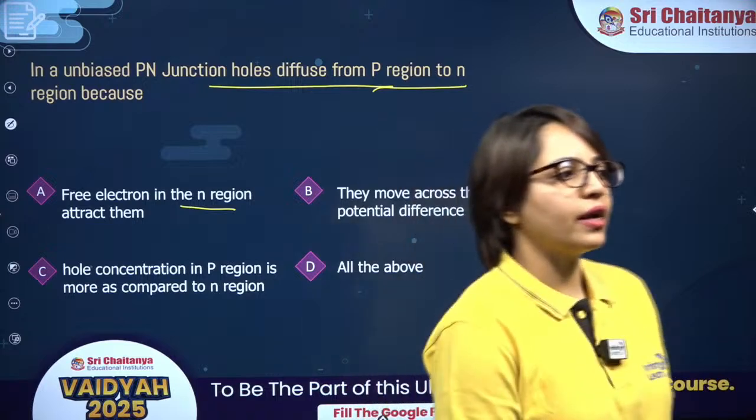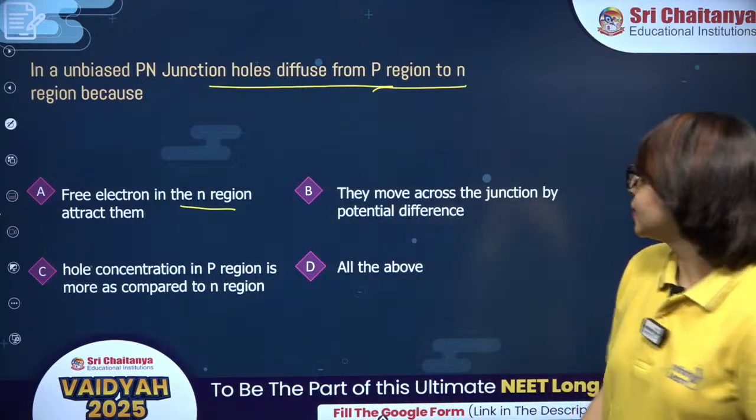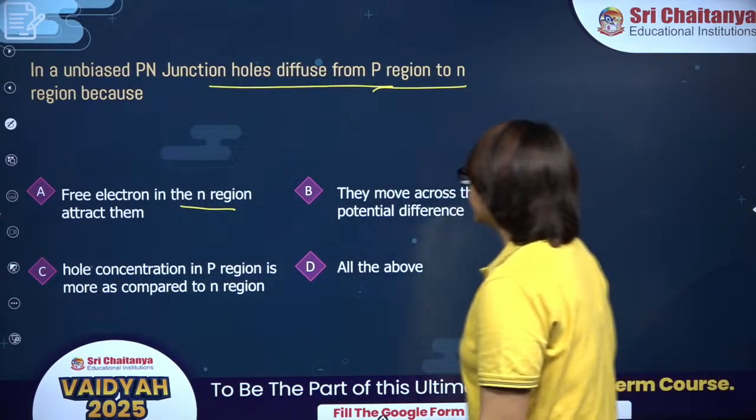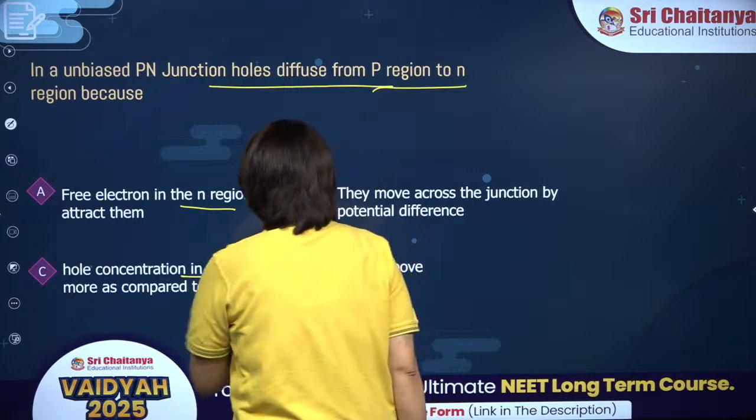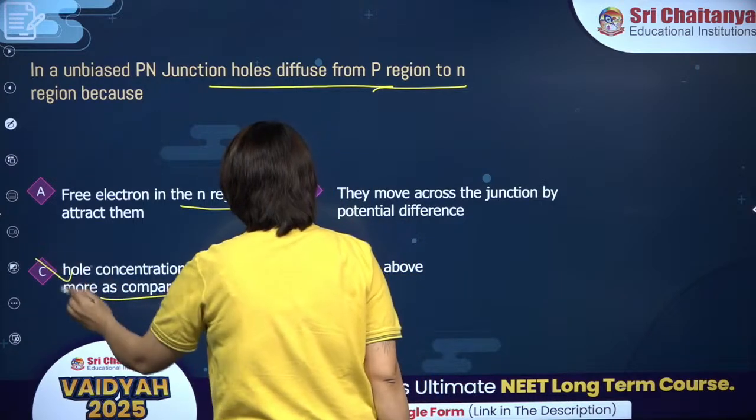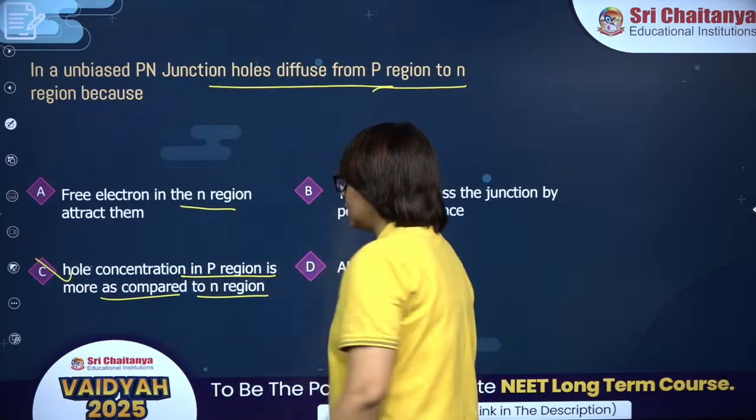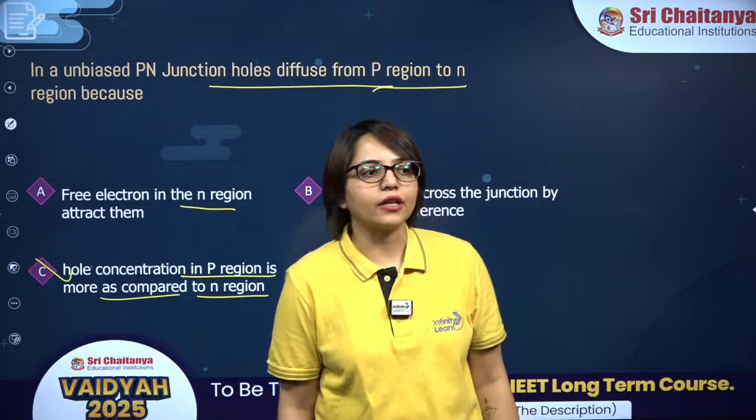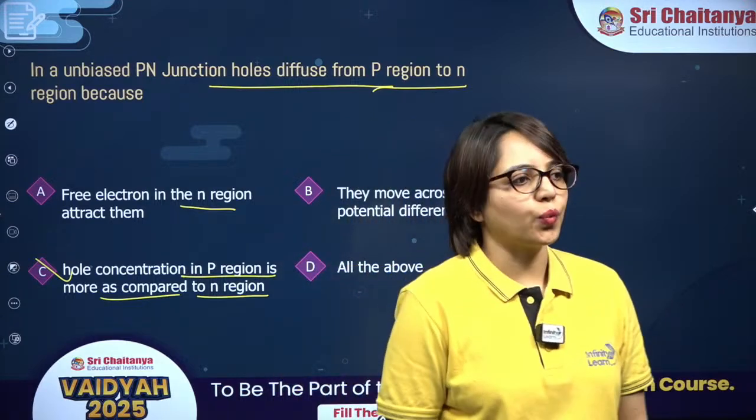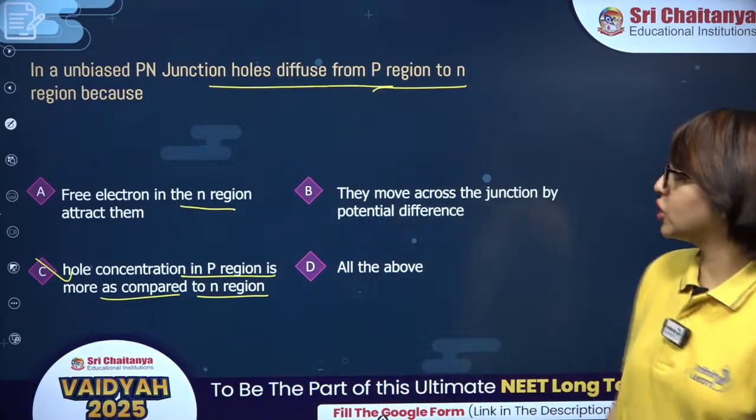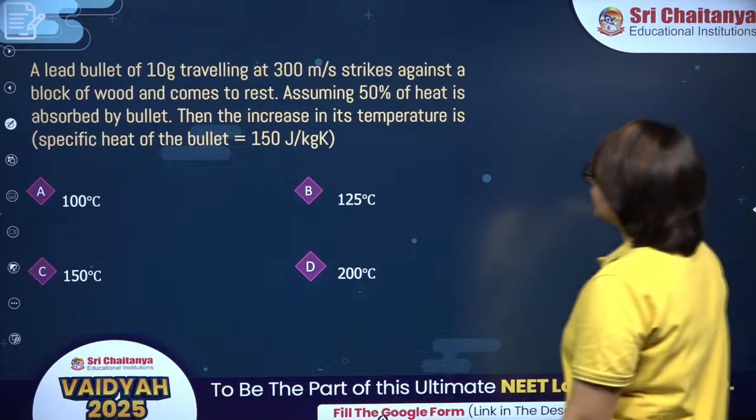Option C, well done, well done. Chaliye. Because hole concentration is more in P region, that is why they move from P to N region, where in N region electrons concentration is more. Well done beta, well done everyone. Chaliye. Let's move on to the next one.